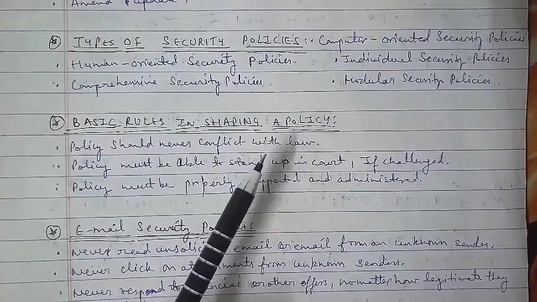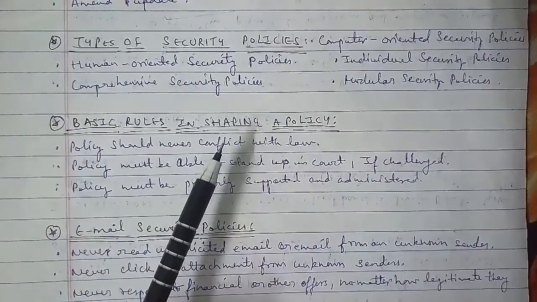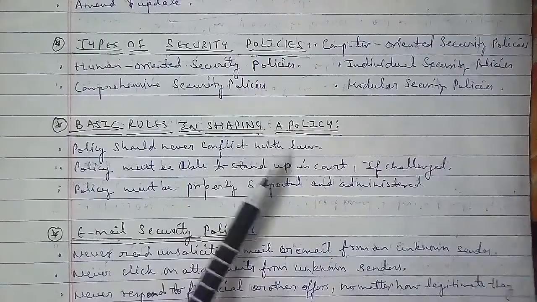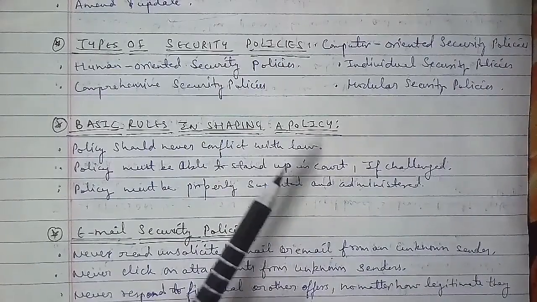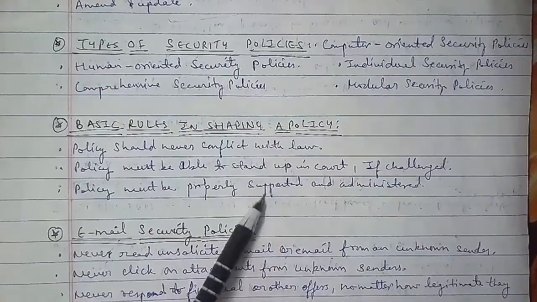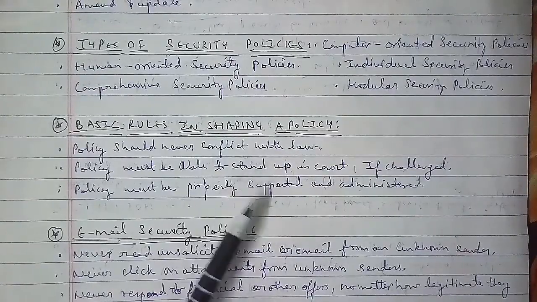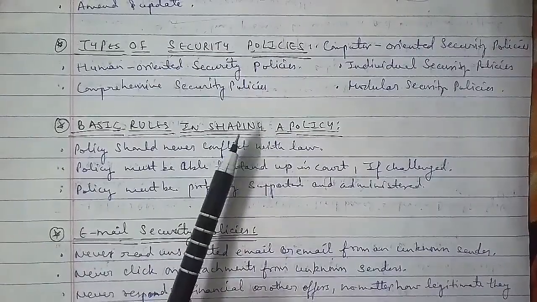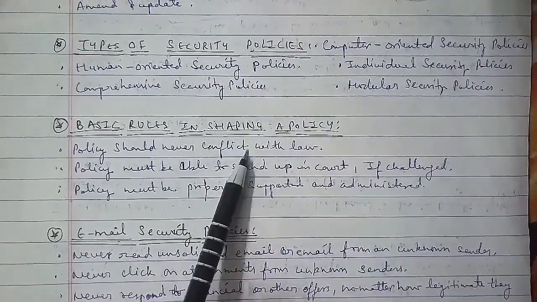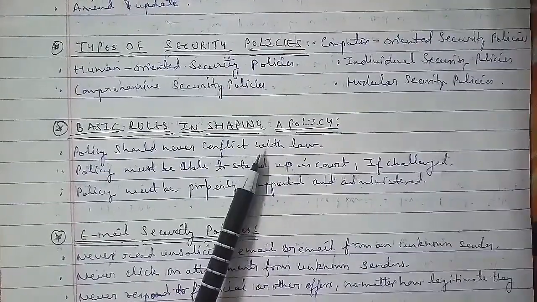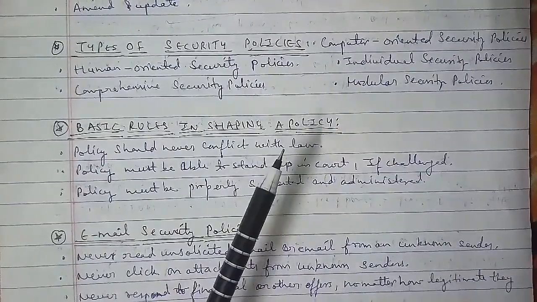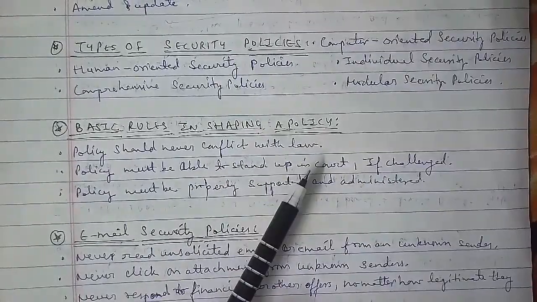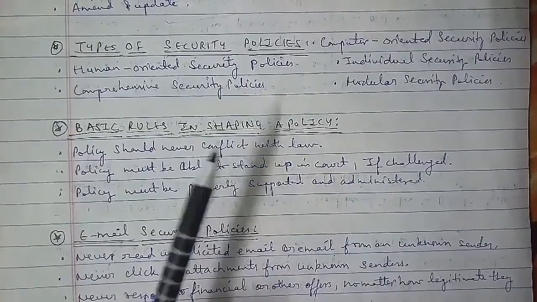Now we'll discuss the basic rules in shaping a policy. The first is that policy should never conflict with the law. The second is that the policy must be able to stand up in court if challenged. And the third is that policy must be properly supported and administered as well. Now we'll discuss the major considerations: policies should never conflict with laws, policies must be able to stand up in court if challenged, and the policy must be properly supported and administered.